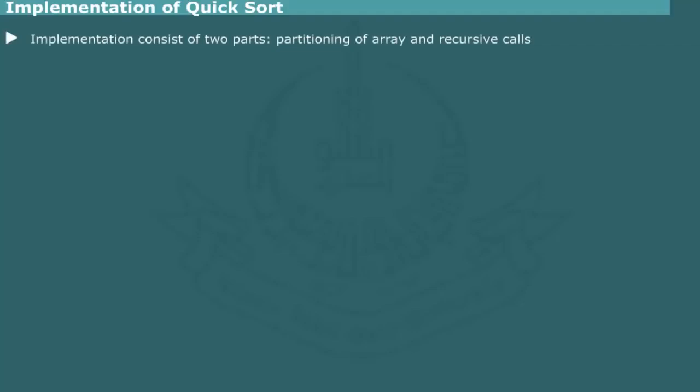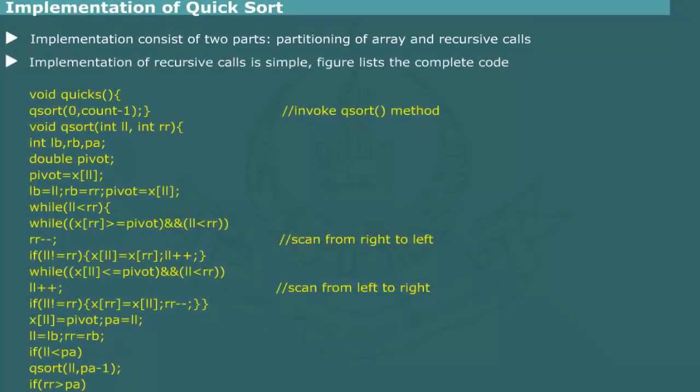Implementation of Quick Sort. The implementation of the Quick Sort method consists of two parts: partitioning of the array and recursive calls. For the partitioning, we shall follow the algorithm discussed previously. The implementation of recursive calls is simple and straightforward. The figure lists the complete code.